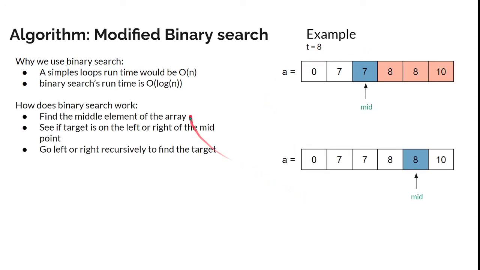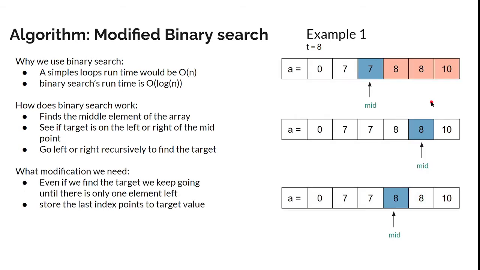How binary search works: it finds a middle element and sees if it's bigger or smaller than the target element. If it's bigger, then it would go to the left. If it's smaller, then it would go to the right. And then it goes recursively right or left until it finds the target.